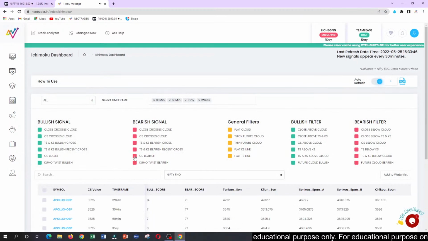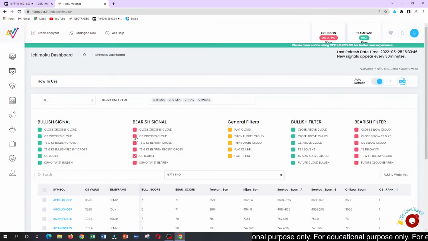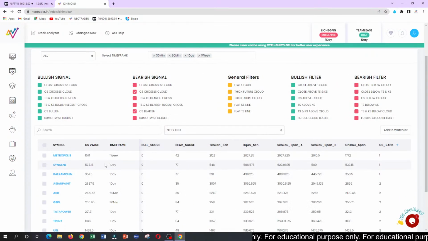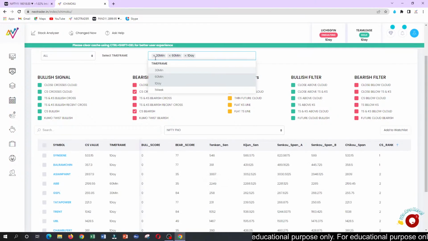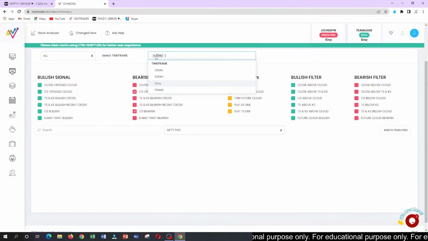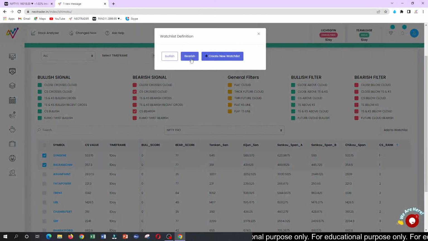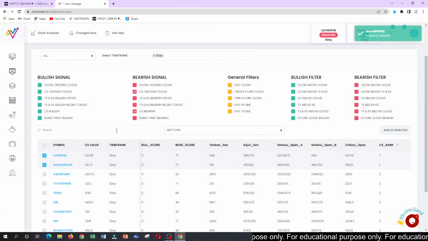I choose CS bearish. I choose CS crosses cloud, and I can find that I have Metropolis, I have Syngene, and I have Balrampur Chini, right? Okay, I don't want week, so I take 30 and 60 and day out. So I'll get Syngene and I'll get Balrampur Chini. Both of these have a rank of 1. So I'm going to add them to my bearish list, right?